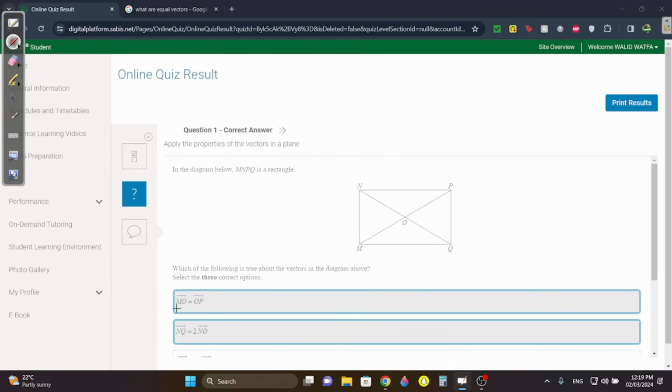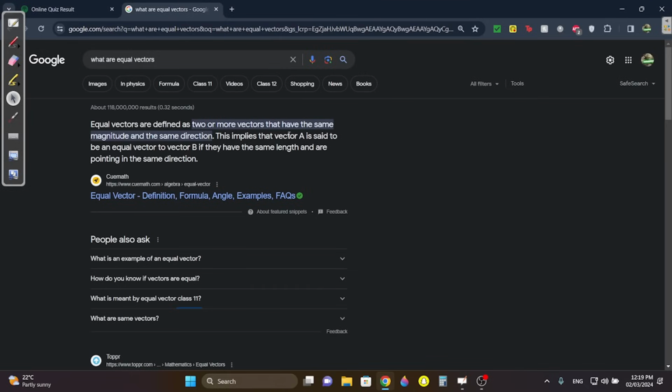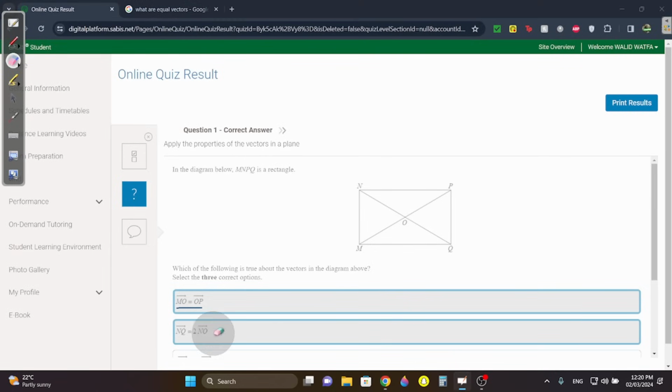First, to understand what congruent vectors, or equal vectors, are: they're 2 vectors that have the same magnitude and the same direction. So vector A is equal to B if they have the same length and they're pointing in the same direction. For example, MO and OP. MO in this case is this and OP is this. Obviously they're equal since they have the same length, because O is the midpoint, and they're pointing in the same direction.